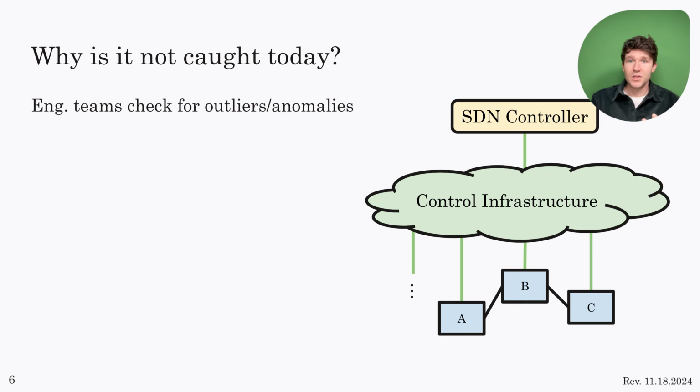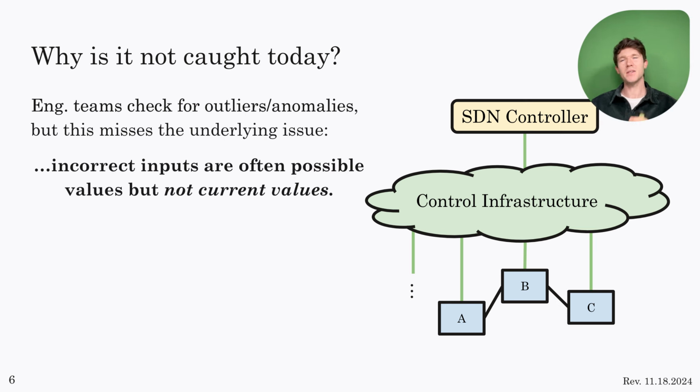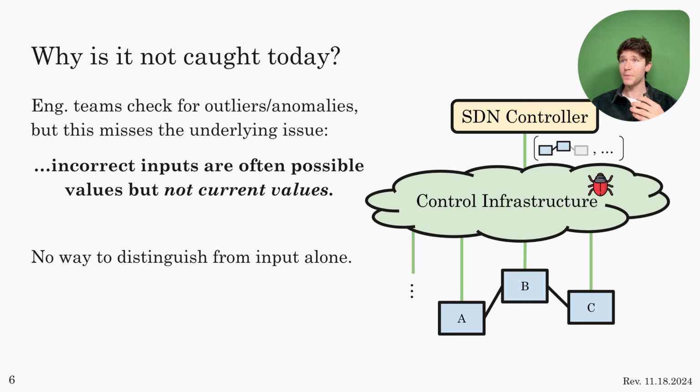Now, you might also ask, why is this not caught today? Well, engineering teams know that their systems may receive incorrect inputs, and so they do check for outliers or anomalies, such as topology missing more than half of its expected routers, or an empty demand matrix. But this misses the crucial underlying issue that incorrect inputs are often possible values, but not actually current values. That is, a topology reported missing 15% of its routers may actually be a case of widespread router crashes, or it may be an incorrect input due to a bug in the control infrastructure. There's no way to tell from that input alone. So therefore, we believe that this problem requires an alternative approach to the static checks in use today.